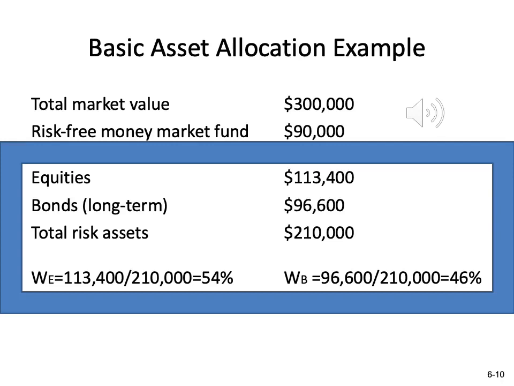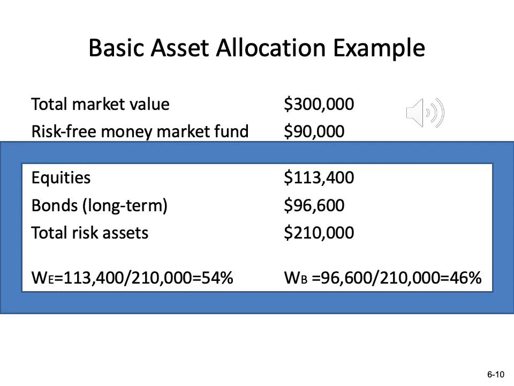Now let's take a look at the numeric example here. Suppose you have a total of $300,000 to invest. You want to buy a market value of $300,000 of portfolio. You want to put $90,000 in the risk-free money market fund. The remaining $210,000 will be in the total risky assets. Within the risky assets, you put $113,400 in equities or stocks. The remaining $96,600 is in the bonds.